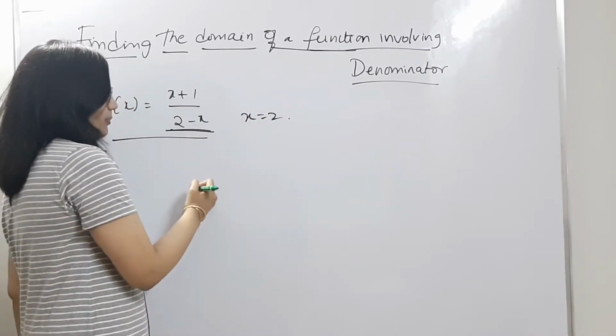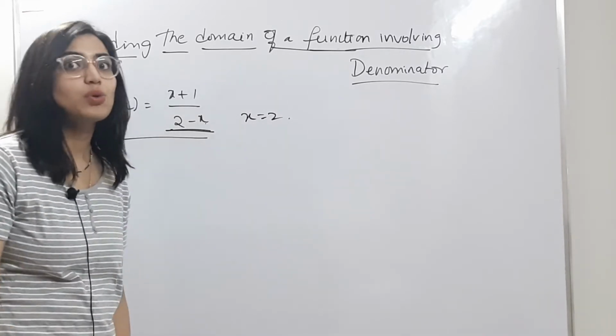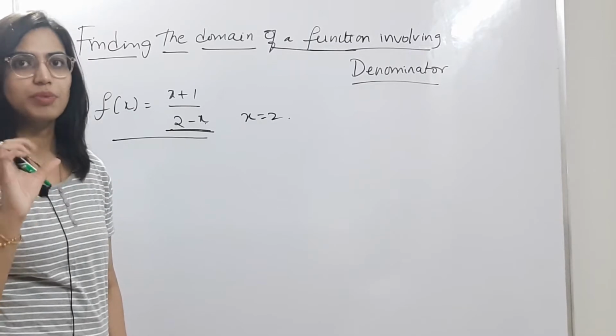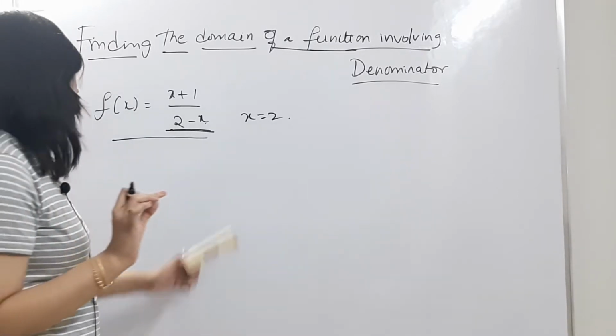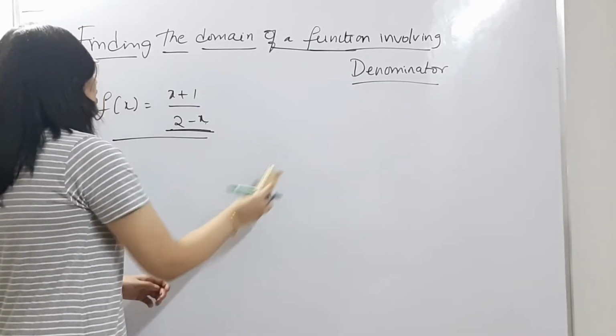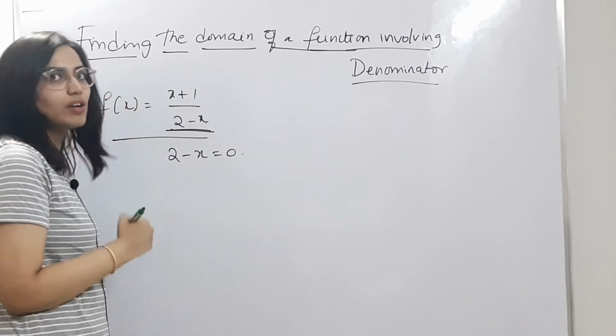Right. So that means if you plug in x here, you'll get something divided by 0, which is undefined. We don't want that case. What we want is to exclude that case from the domain, the interval itself. In order to do that, usually whenever you encounter such situations, you put the denominator equal to 0 and solve for x.